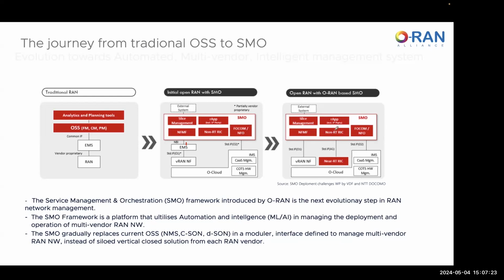And the rApps will continue working, and the cloud will provide an O2 interface, like the CaaS layer, and the servers will also comply with O2 for sharing their FCAPS. And the future NMS will be SMO based, combining the orchestration functionality, the FCAPS functionality, and the intelligence with the non-real-time RIC, and opening the door for many features.